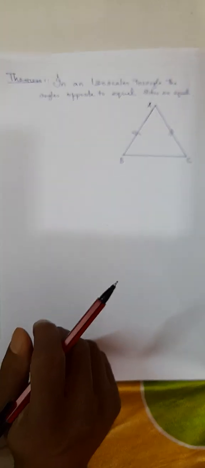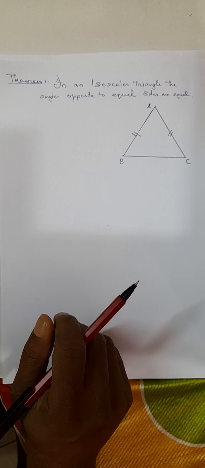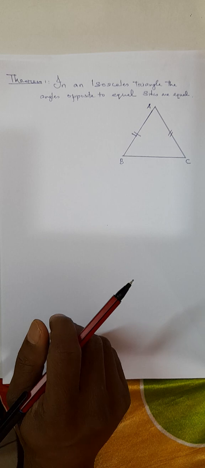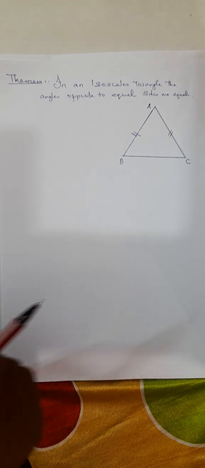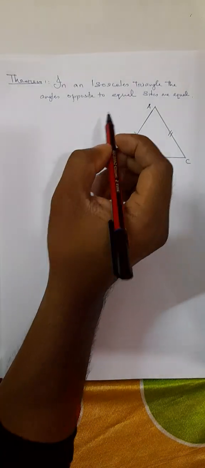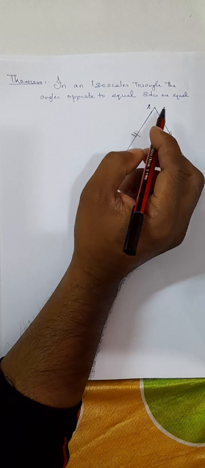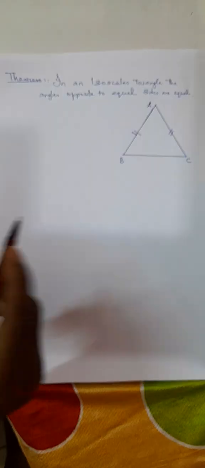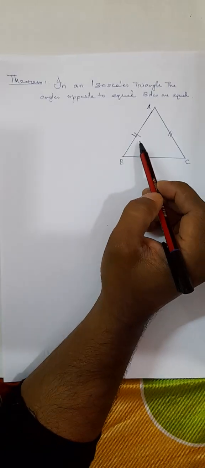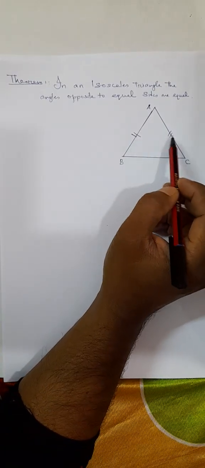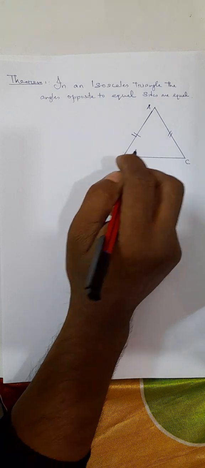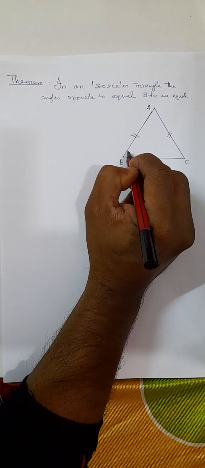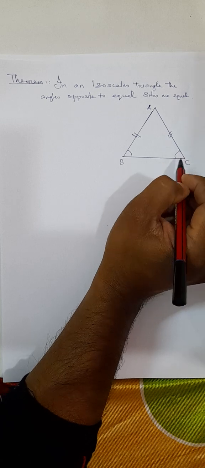In this video, we will discuss some important properties of isosceles triangles. Now let us discuss theorem 1 first. In an isosceles triangle, the angles opposite to equal sides are equal. Now in this triangle ABC, these two sides AB and AC are equal. We have to prove that angles opposite to equal sides, that means these two angles, are equal.